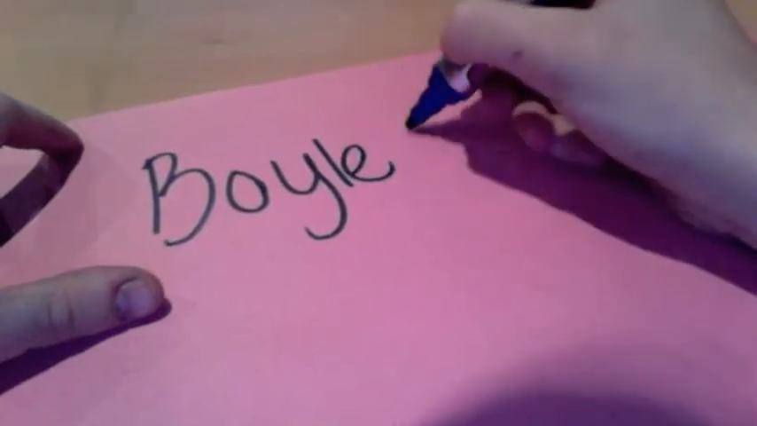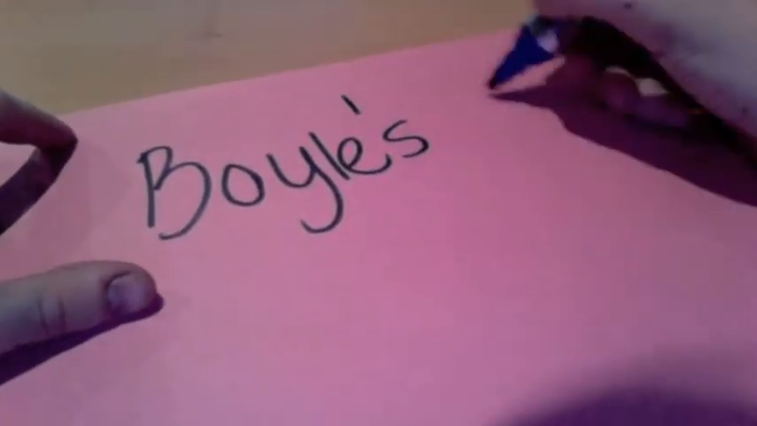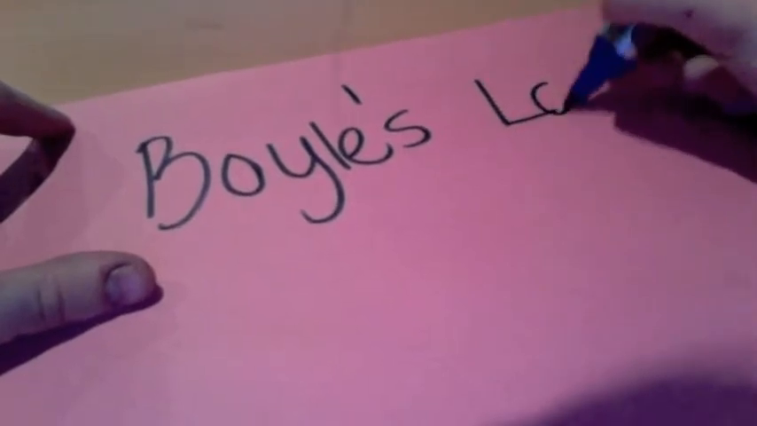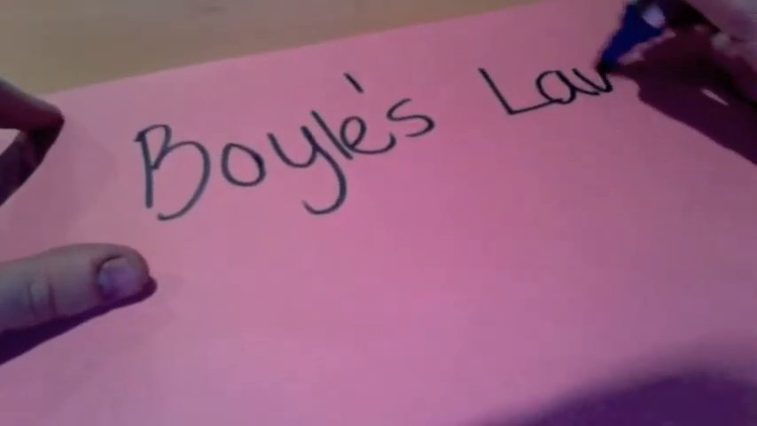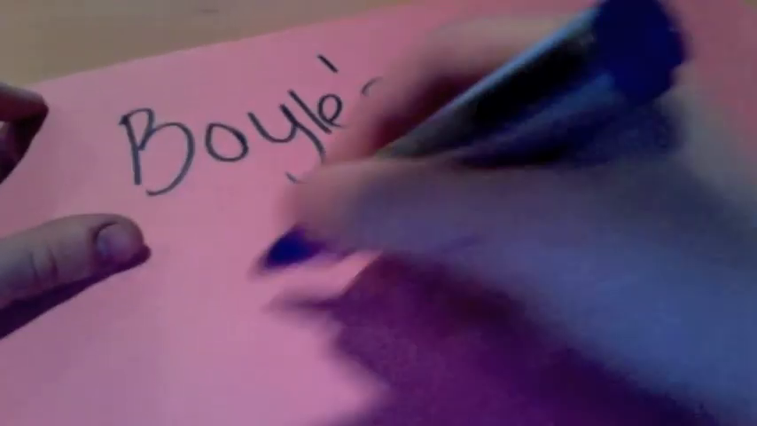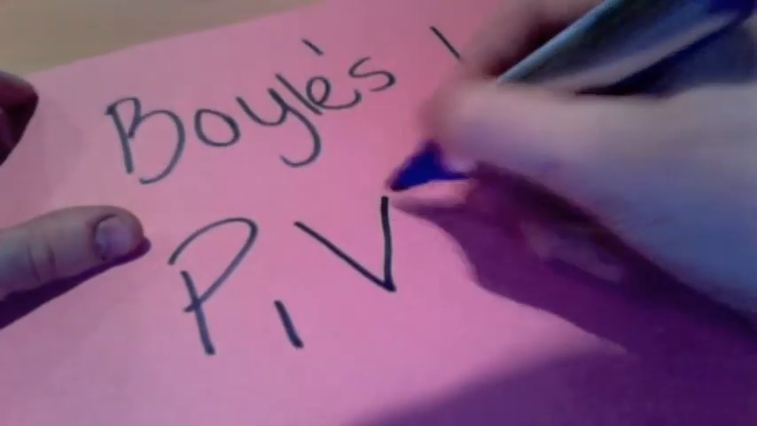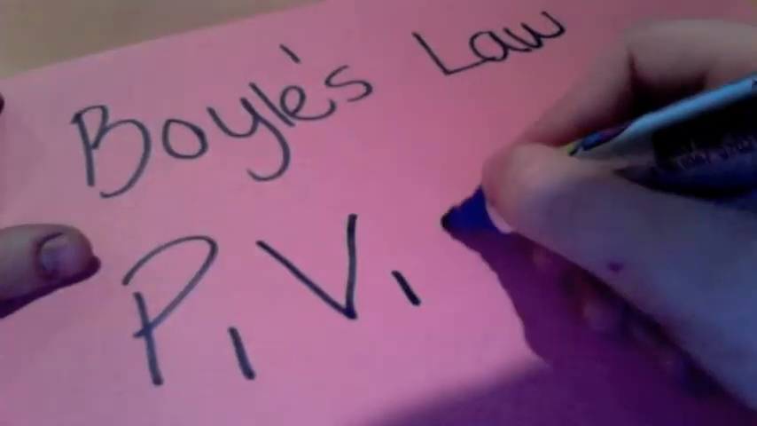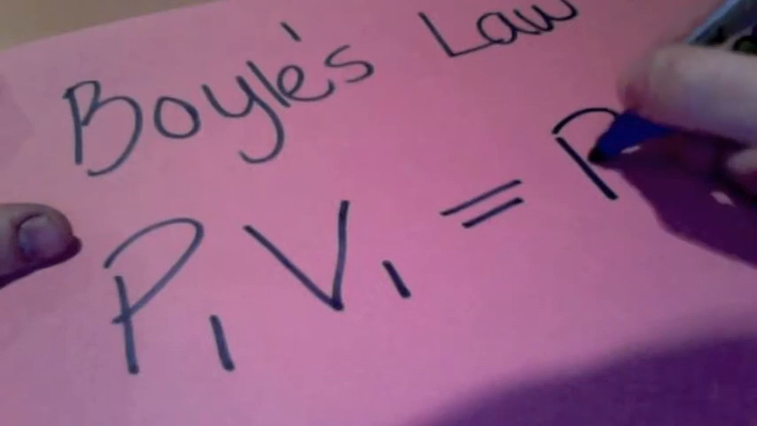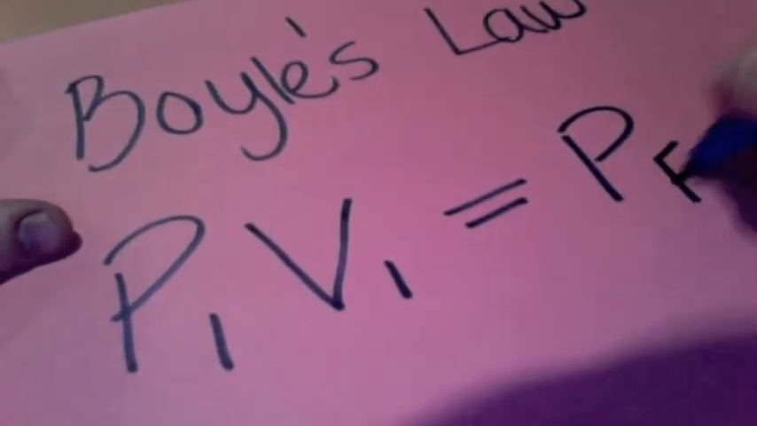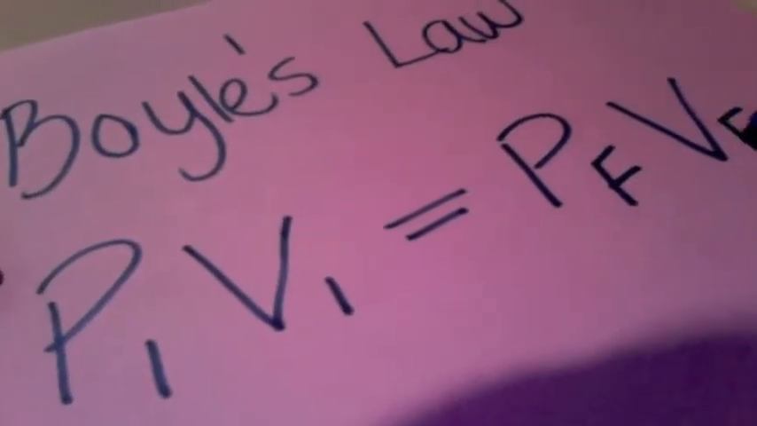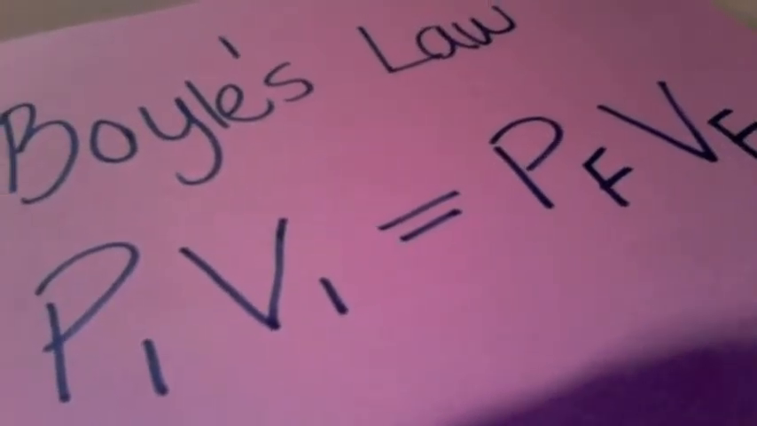Well, first, I'll explain Boyle's law. Firstly, Boyle's law states that volume and pressure are inversely related. What this means is basically whenever the volume of something goes up, the pressure goes down, like an elevator. So P1 equals initial pressure, and V1 equals initial volume. PF equals final pressure and VF equals final volume. So P1 V1 equals PF VF, meaning initial pressure times initial volume equals final pressure times final volume.